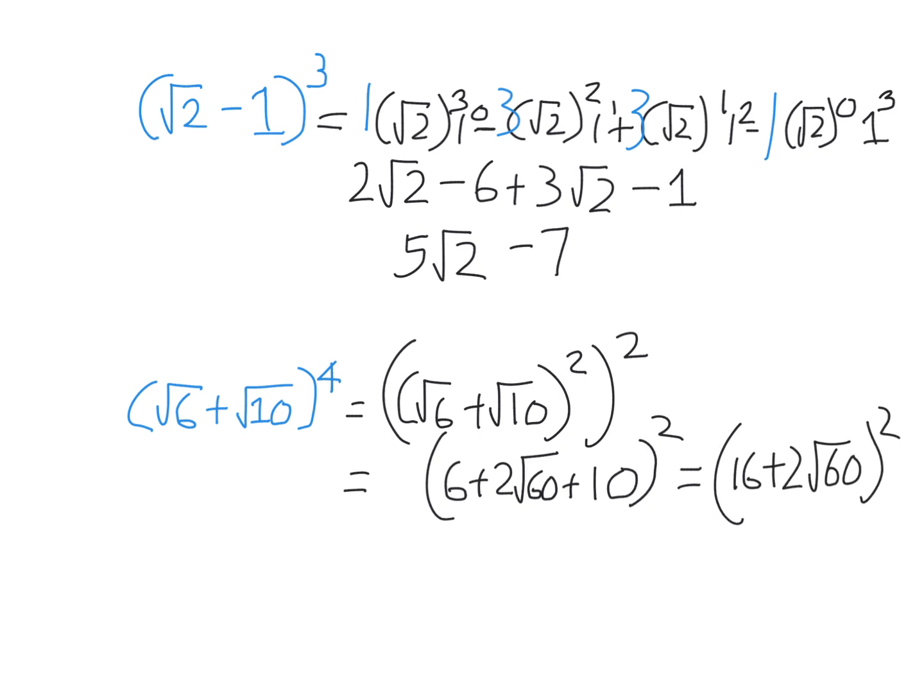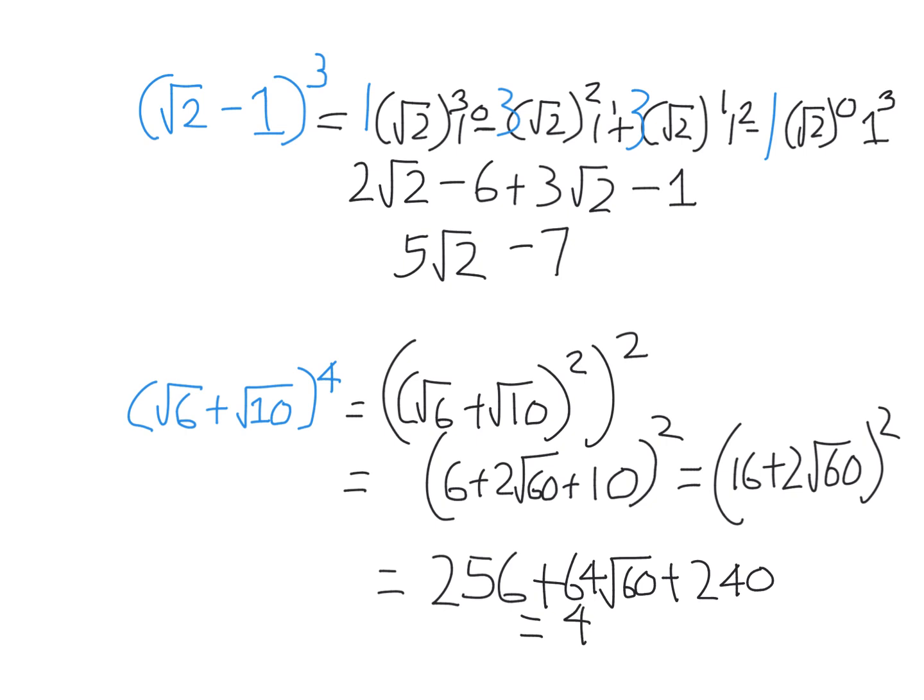So now I'm going to square this. The way I do that, I square the first, I square the second. So 2 root 60 squared is 4 times 60, which is 240. And what goes in the middle is 2 times 16, 32, times 2 root 60, 64 root 60. All right, and then of course 256 plus 240 is just 496. So 496 plus 64 root 60, and we are done.